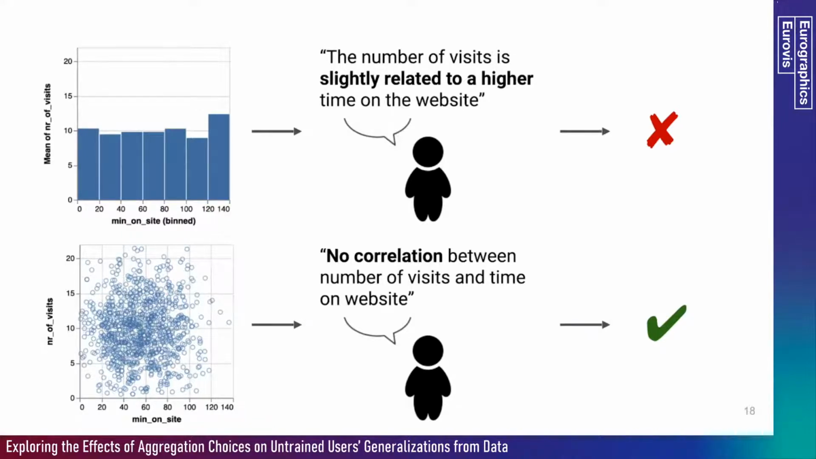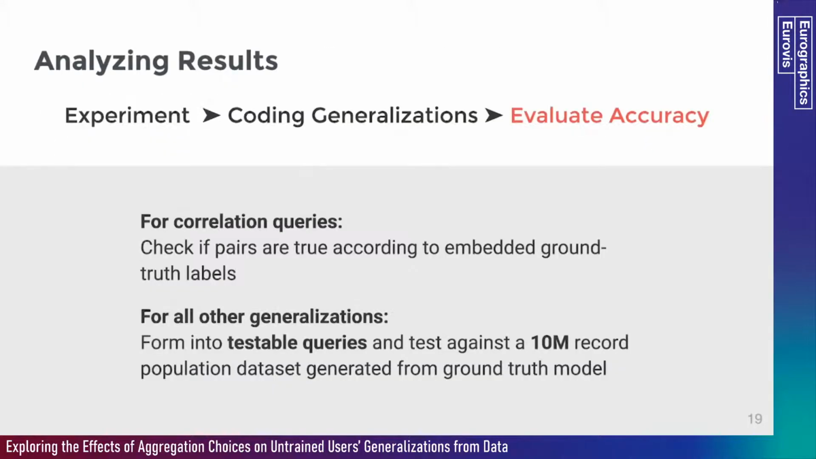And the first part of this was actually addressing the data generation part of the stimuli. But to actually evaluate the accuracy of a generalization, we needed some additional work. For the generalizations about correlation, we simply compare the generalization to ground truth embedded labels. This is trivial given the data generation method. However, for all of the other generalizations, we had to operationalize the generalization as a query and then test this query against a population dataset generated from the ground truth model.